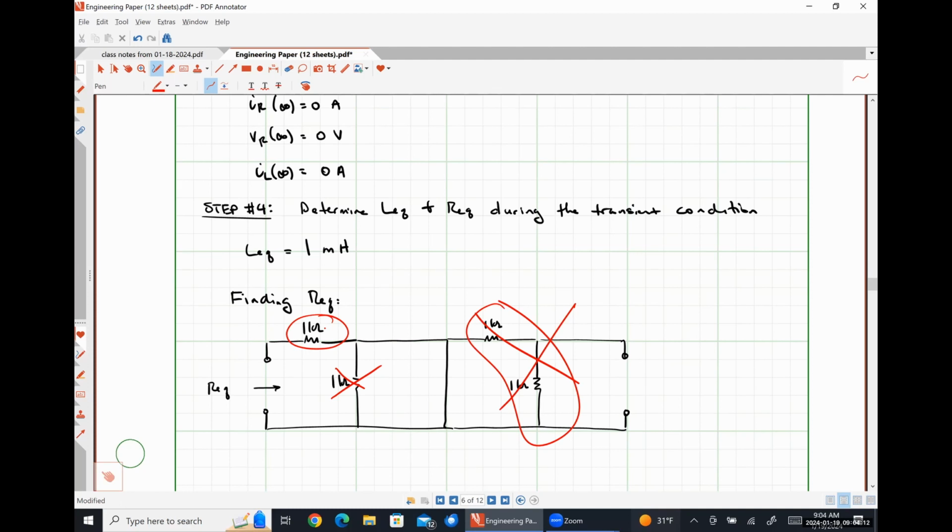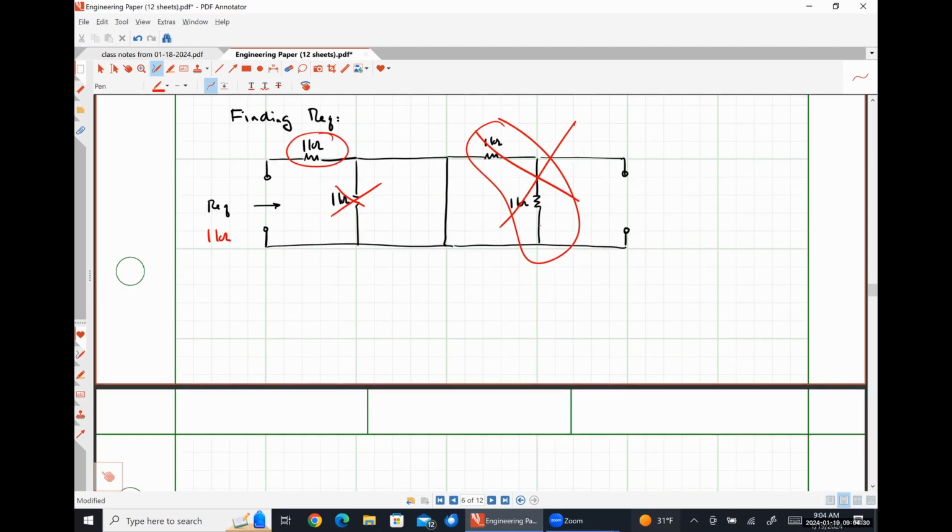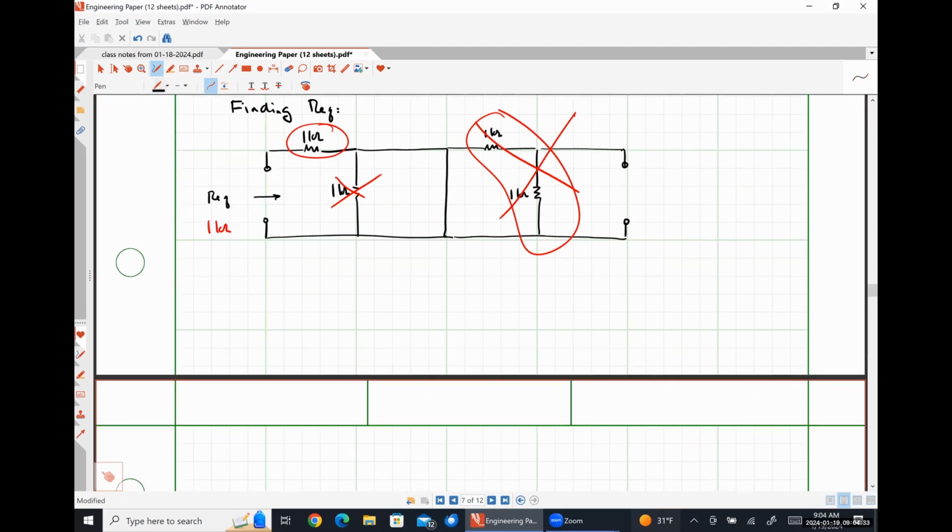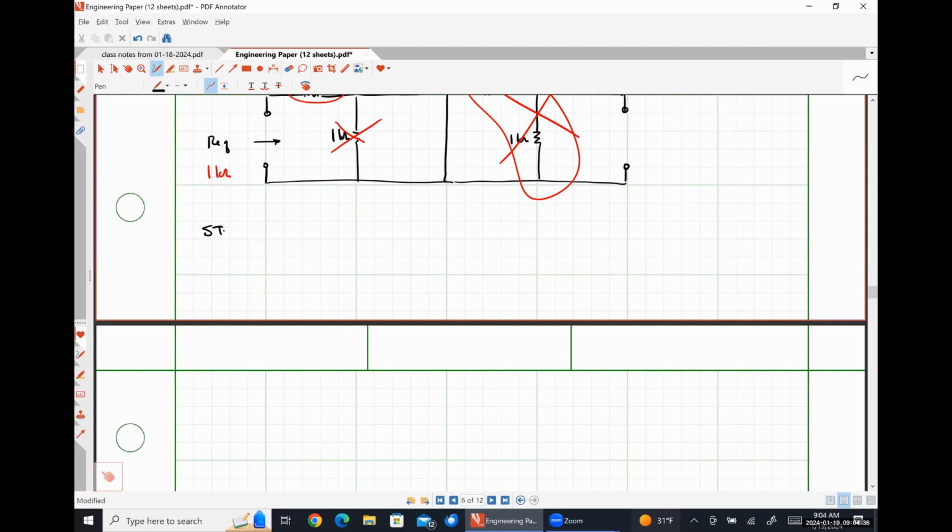Okay. So we know what REQ is. We know what LEQ is. We know what was happening at t equals 0 minus, which informed what was going on at t equals 0 plus. So we now have all of the information that we need. Step number 5 is literally plug stuff into our equation.